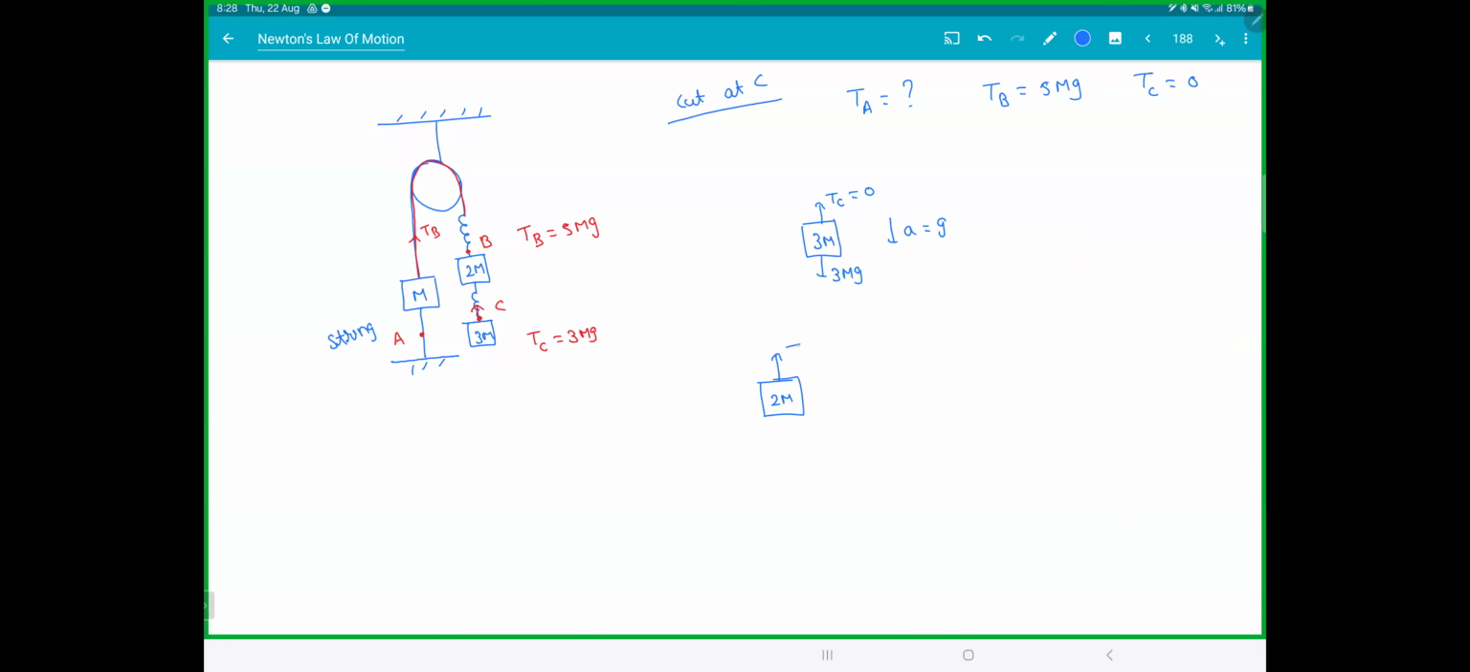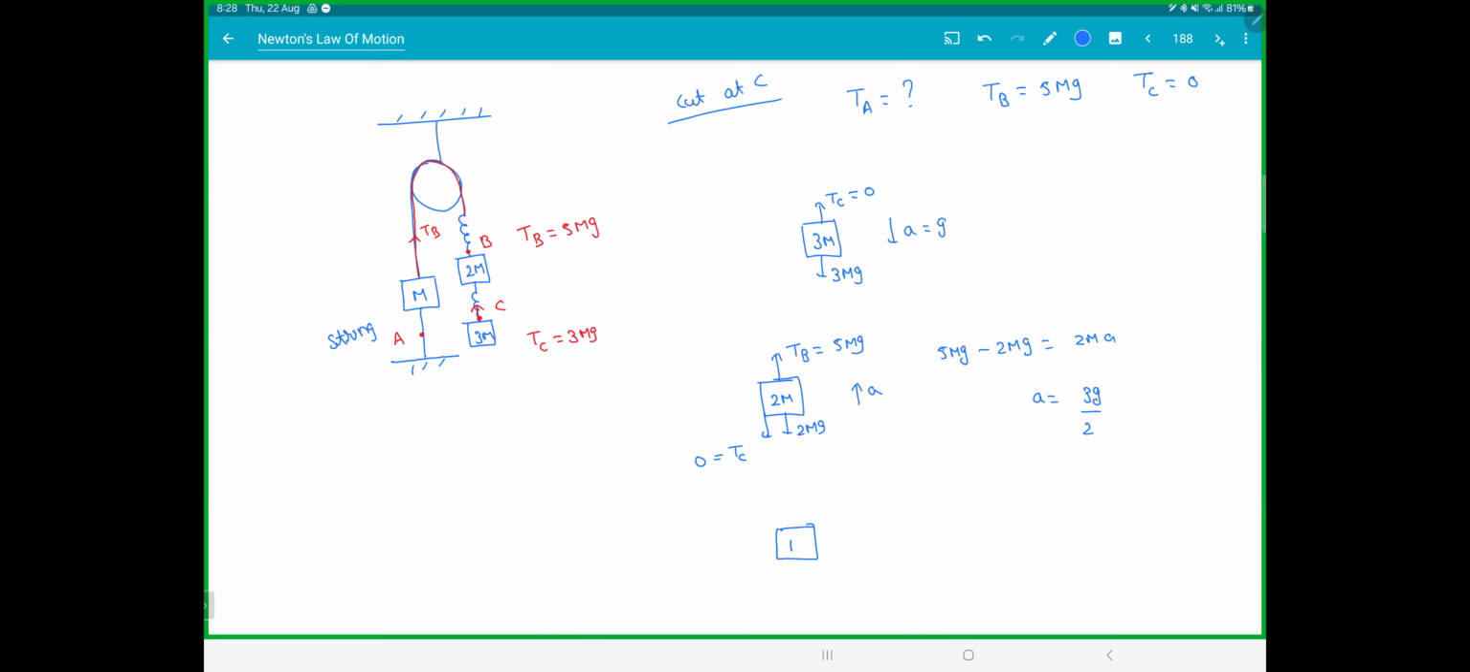For 2m, your tension TB is 5mg. Your weight is 2mg, and TC has become 0. You will just jump up. So that would be 5mg minus 2mg is equal to 2ma. a is equal to 3g by 2.